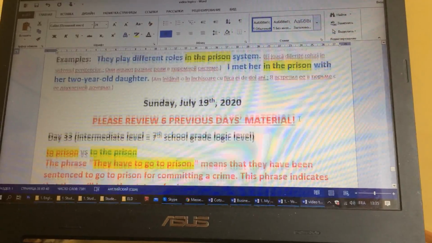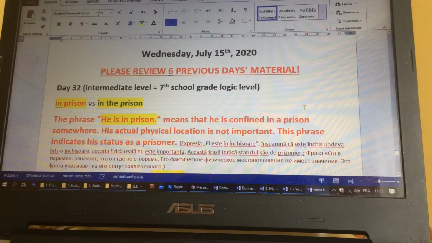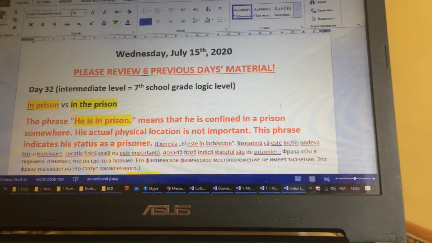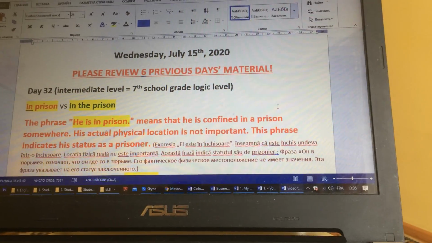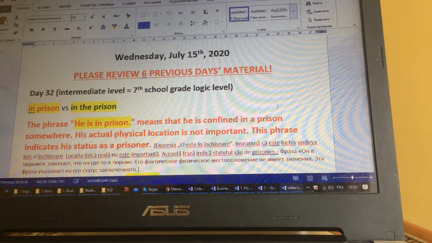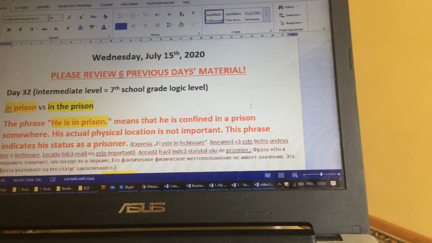Let's go to the previous days, 6 previous days. Day 32, in prison, in the prison. The phrase "he is in prison" means that he is confined in a prison somewhere. His actual physical location is not important. This phrase indicates his status as a prisoner.